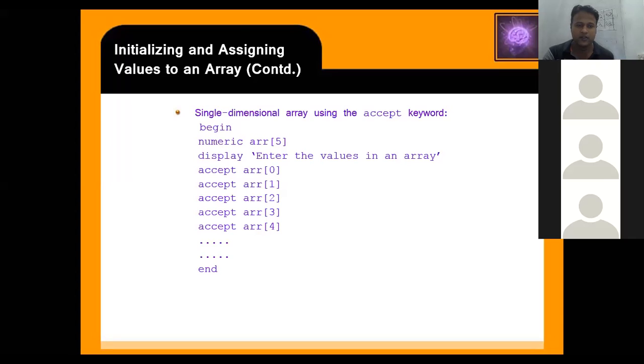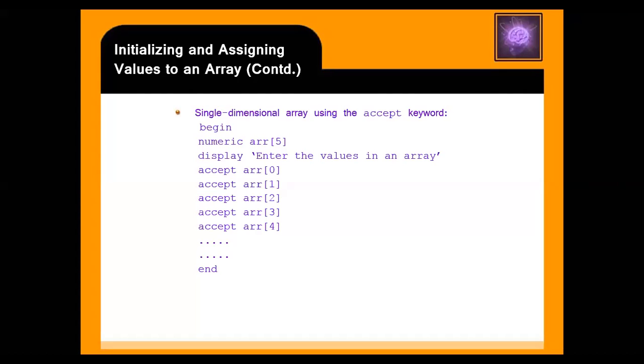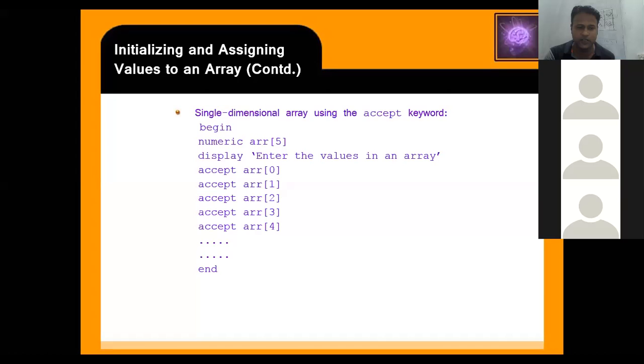Okay, so here we are passing score 0 is 24, score 1 is 32, score 2 is 45, then score 3 equals 56, score 4 equals 60. So here we initialize all the values. This is the defining of an array.